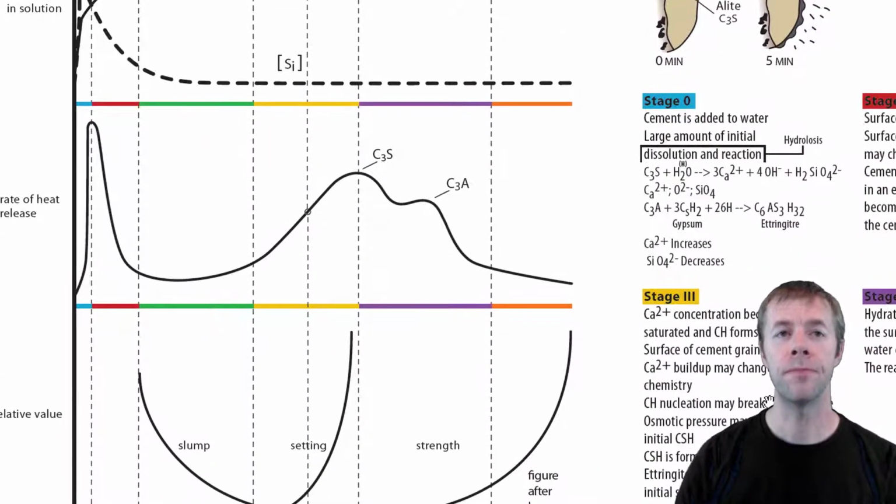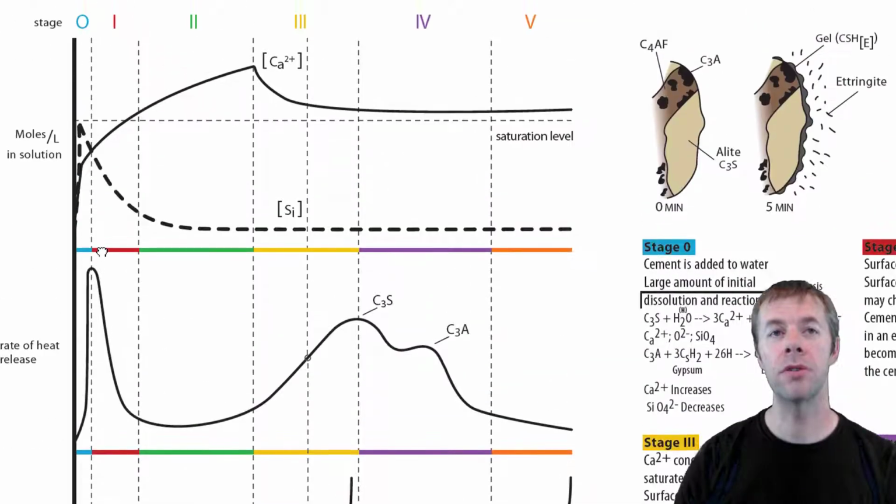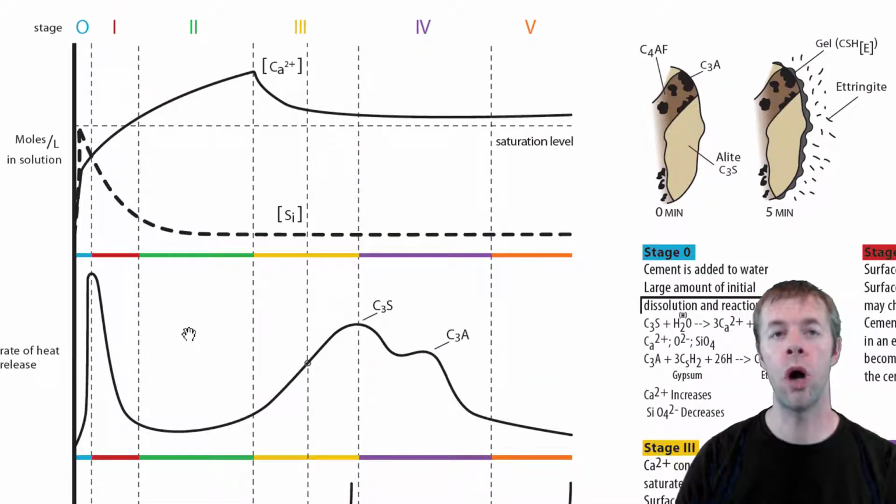The next plot. This is the rate of heat release versus time. If you've done an isothermal calorimetry experiment, then that's exactly what this curve is showing. And again, the different time periods, here we go, 0, 1, 2, 3, 4, and 5, have lines that go down. And we can see what the heat does these different time periods.